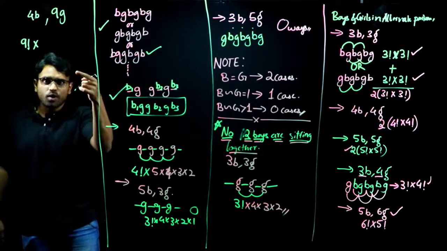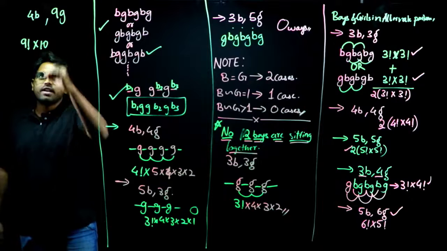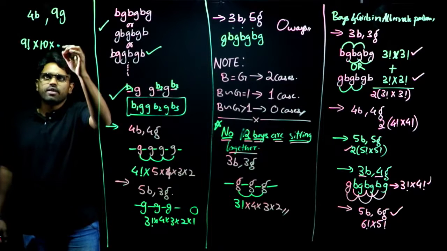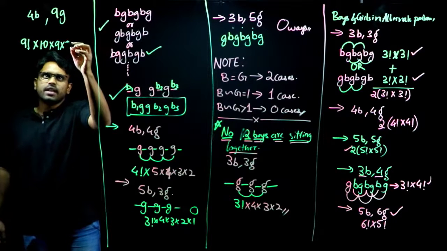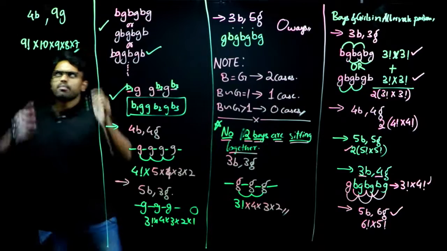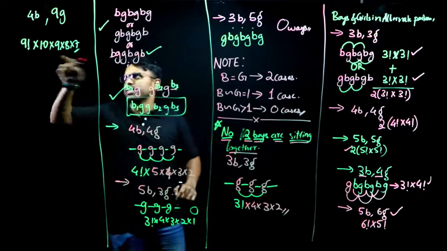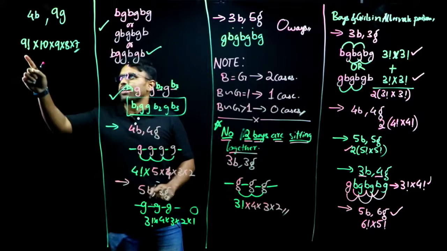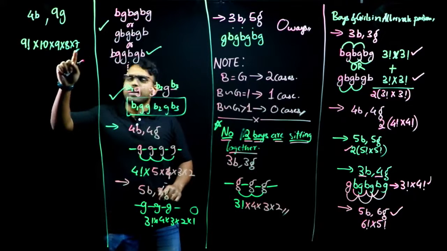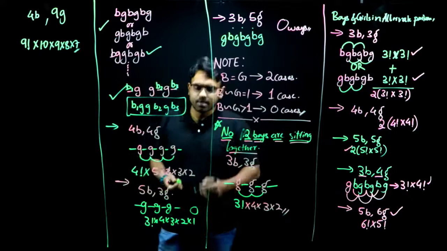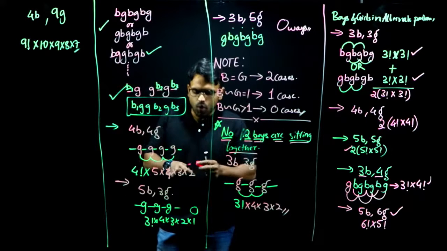When the first boy walks in, how many different ways can he sit? 10 different ways. When the next boy walks in, how many different ways can he sit? 9. Next, 8. Next, 7. Stop, because I'm done with the number of boys. So it is 9 factorial into 10 into 9 into 8 into 7. Yes, everyone able to follow?